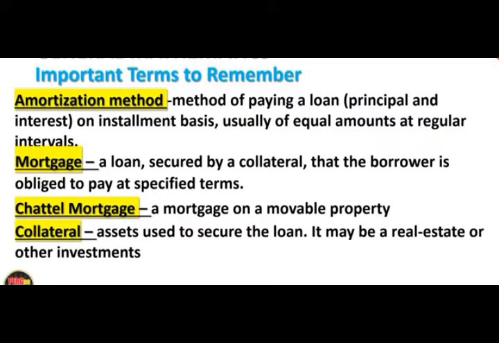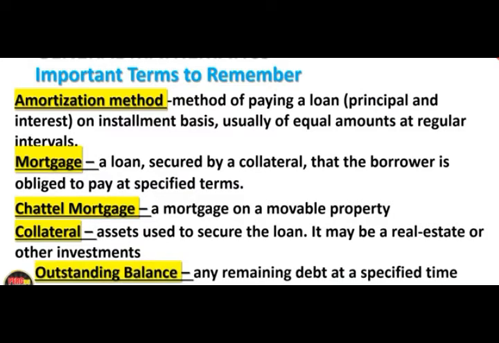Another is the collateral. Collateral refers to assets used to secure the loan. It may be real estate or other investment. Lastly, we have the outstanding balance. Outstanding means any remaining debt at a specified time.